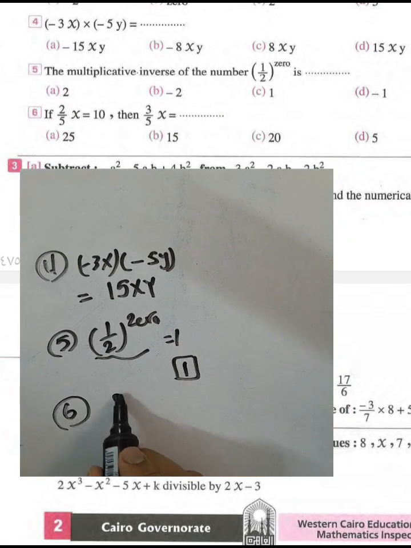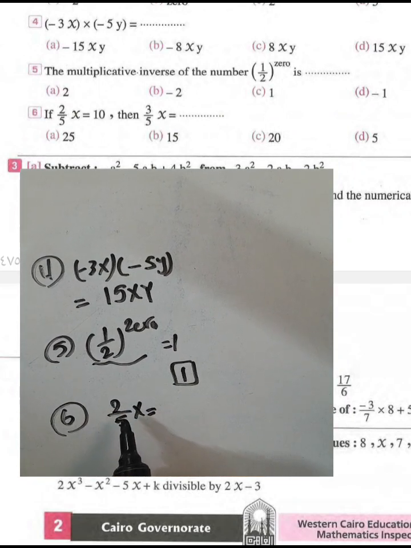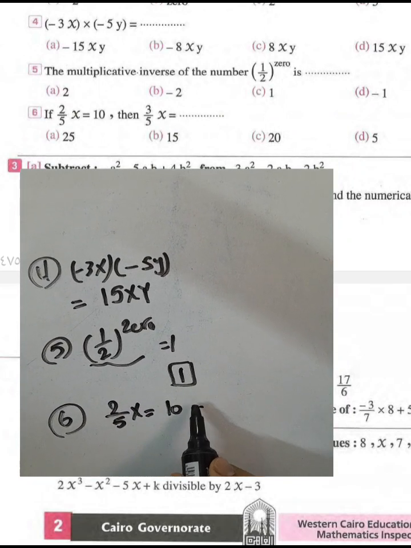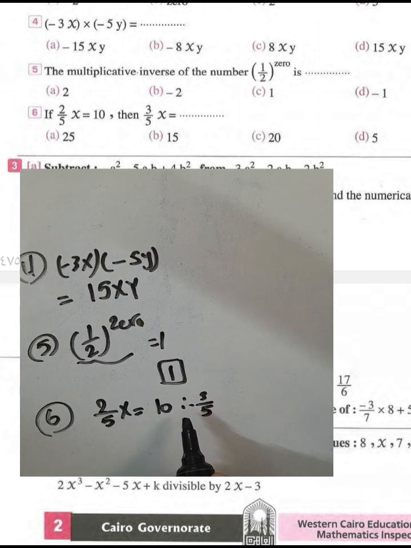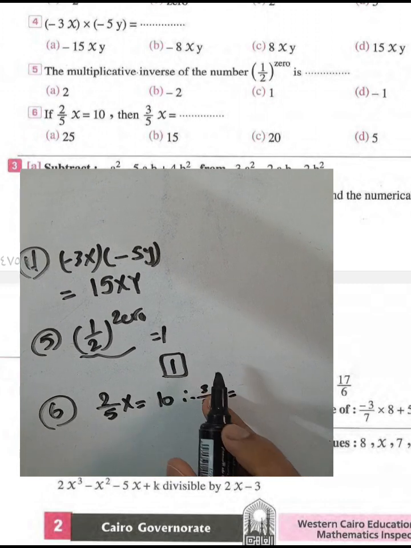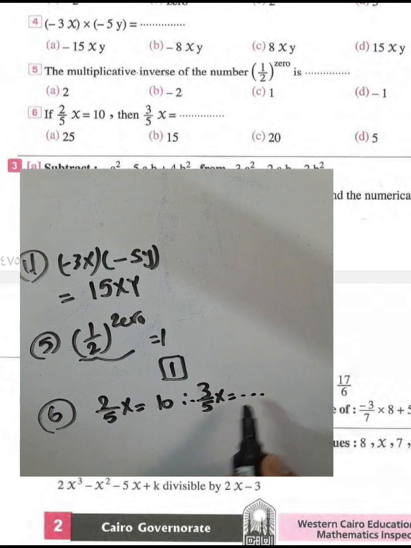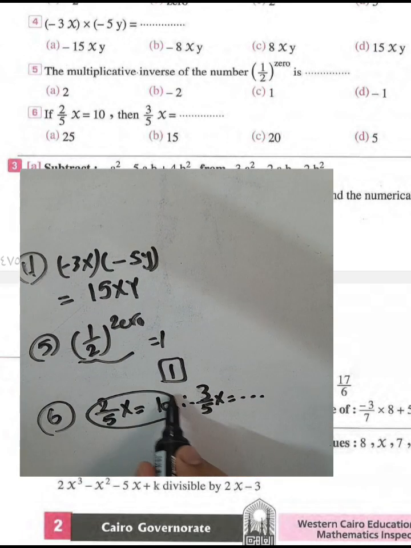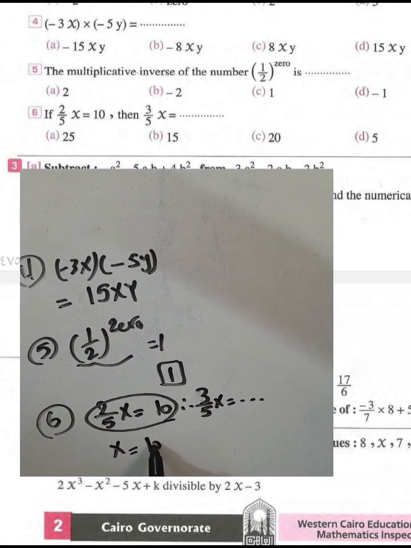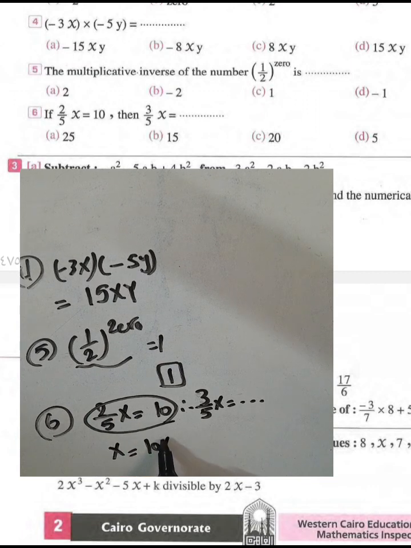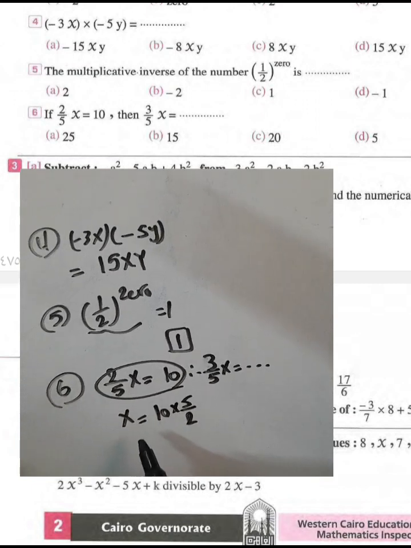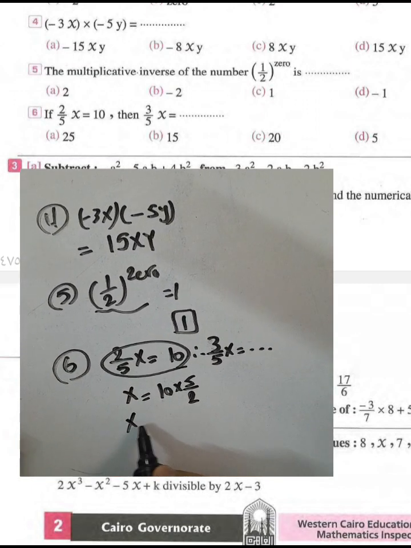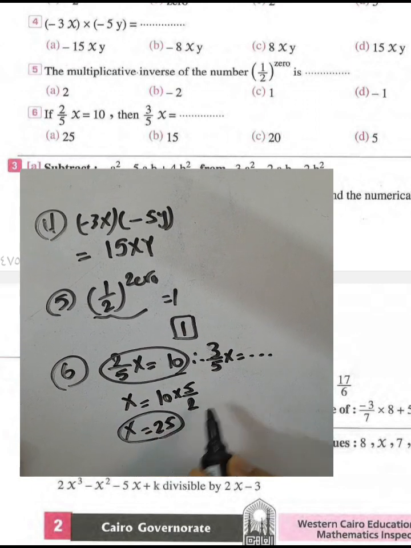Question number 6. If 2 over 5 of x equals 10, then 3 over 5 of x will be equal to what? First, we can find the value of x here. x will be 10 times 5 divided by 2. Write the inverse of this fraction. 5 times 10 is 50. 50 divided by 2 will be 25. The value of x will be 25.